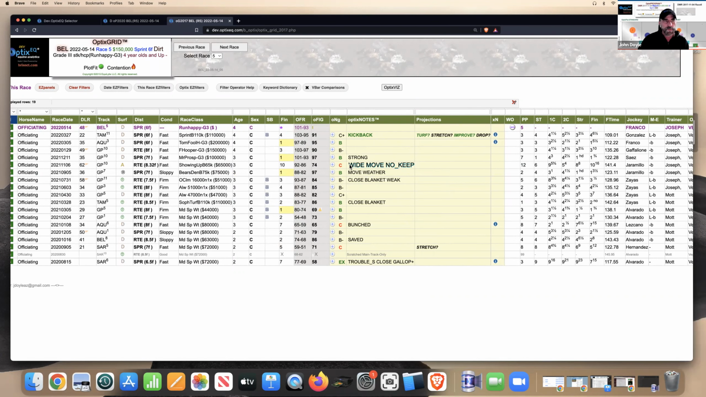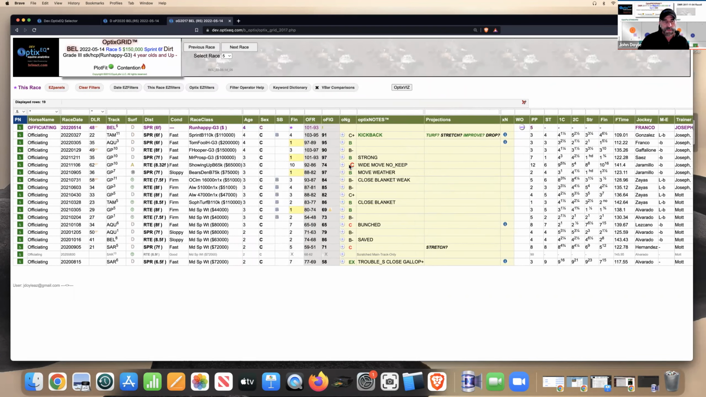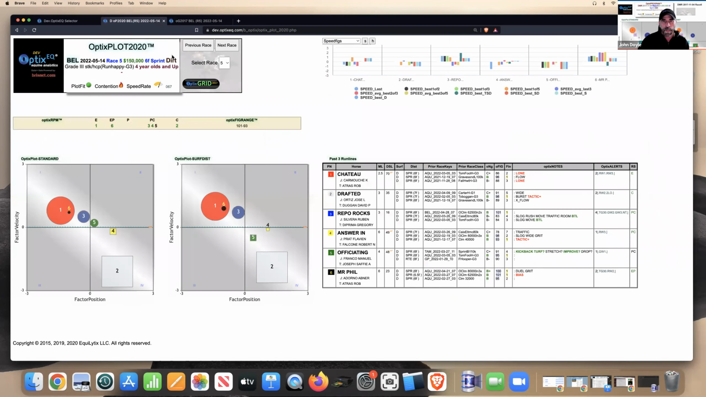I think he's a closing sprinter. He's not a horse that's going to have to be that far back. Maybe gets first run on Drafted. So think off the pace here, 5 and 2.